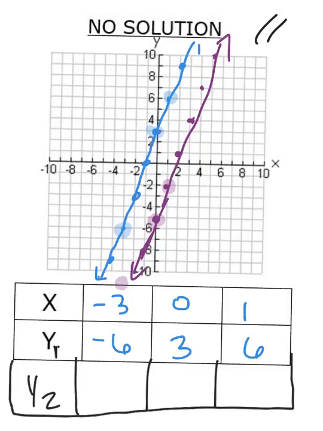Okay, I'll start with this one. When x is 1, my y value is -2. When x is 0, my y value is -5. And then when x is -5, my y value comes out to be -14. So I said that one fell off the graph, it's okay.